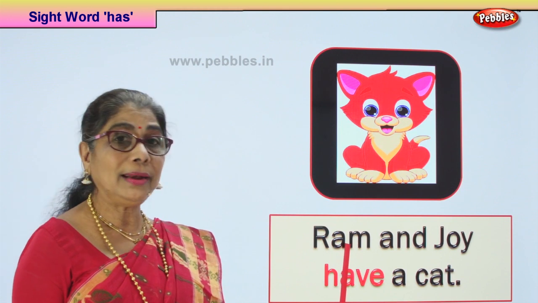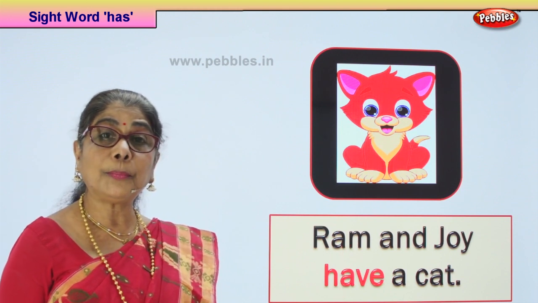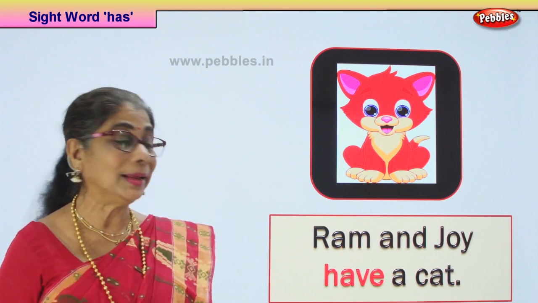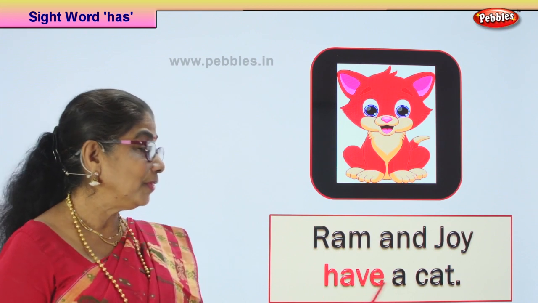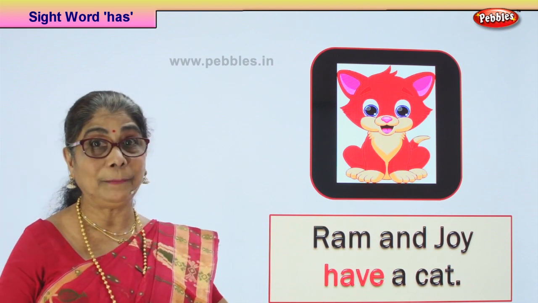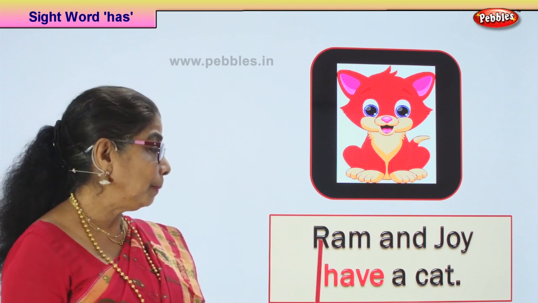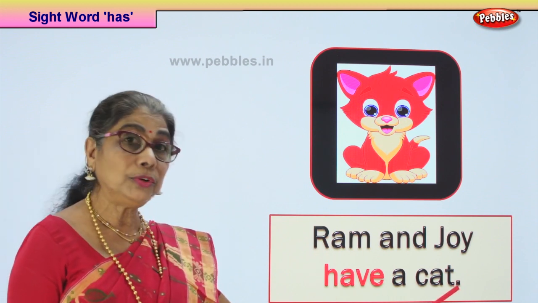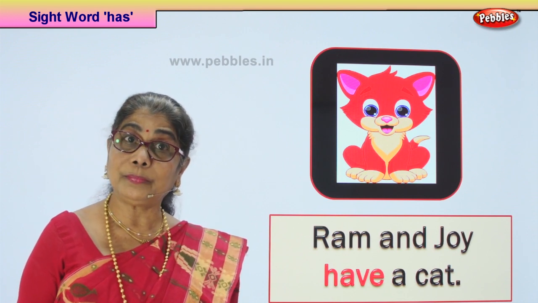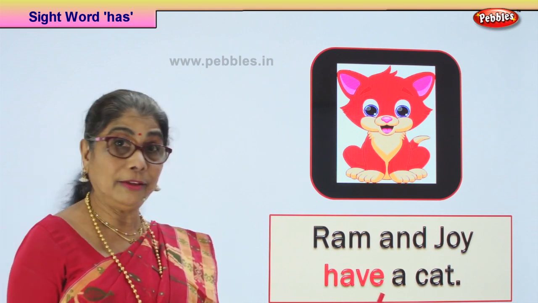Probably Joy and Ram had gone for a walk. Probably they found a little cat somewhere. So they have a cat. The cat belongs to them. They're going to take care of it. It begins with the capital letter, the name, and ends with the full stop. We are using the sight word have.